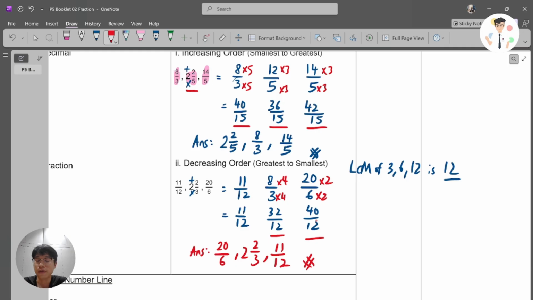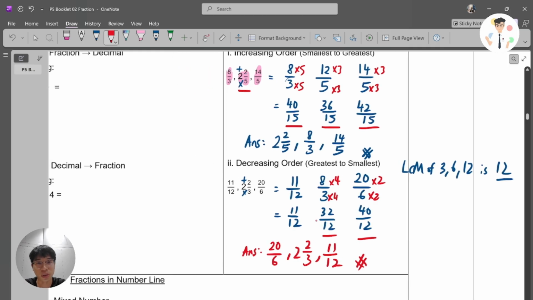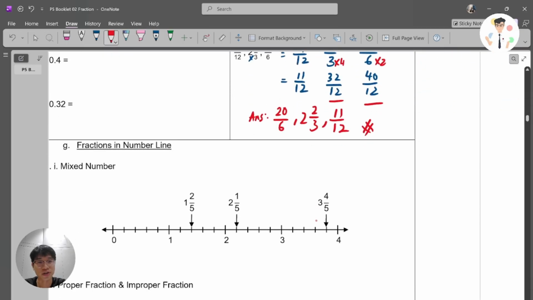Okay? And of course, some of you may be a bit smart and want to play a trick. In certain situations, making the numerators the same might actually be a bit easier. But if you're good with that, feel free to explore it, but let's not touch that for now. Okay, let's continue with our last part, which is fractions on a number line.